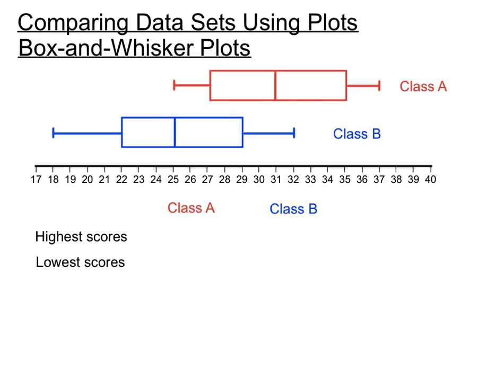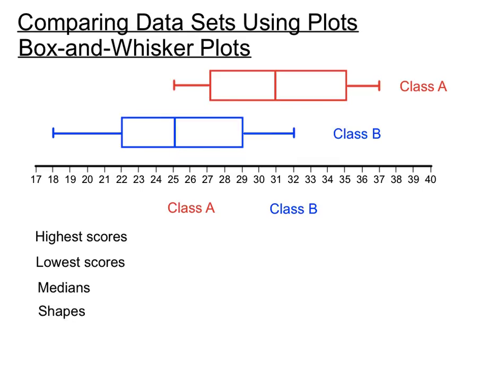Now we could also compare lowest scores. So the lowest score in Class A was 25. The lowest score in Class B was 18, so we could compile that there. And we could make a statement or a conclusion about that if we wanted to. The medians, we'd look here for our median, 31 for Class A. Could make a table out of this. And the median for Class B was 25. So we'd piece all that together and make comments if we wanted to.